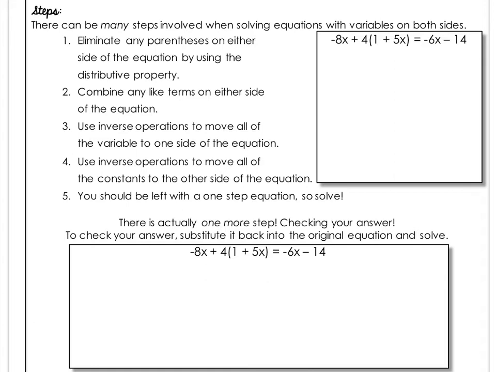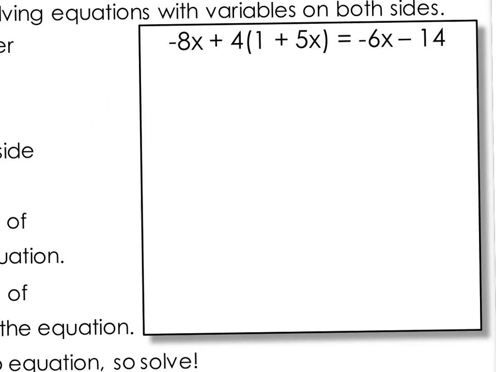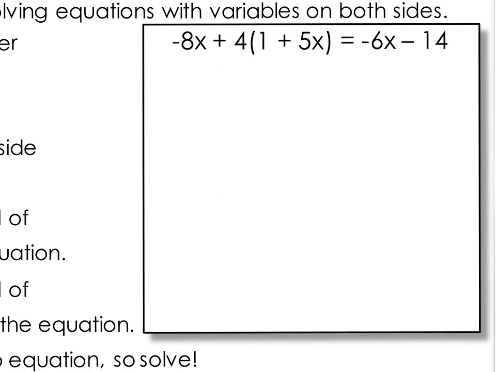It doesn't matter if it is a 2-step, 3-step, 4-step, 5-step, or 100-step equation, everyone's going to use the same steps. The first thing we're going to do is eliminate parentheses on either side of the equation by using the distributive property, just like we did in our last lesson. I'm going to set this up first by drawing my fence down the middle. Of course, you don't have to do this, but if it helps you keep your thoughts organized and your work neat, then you can do that.